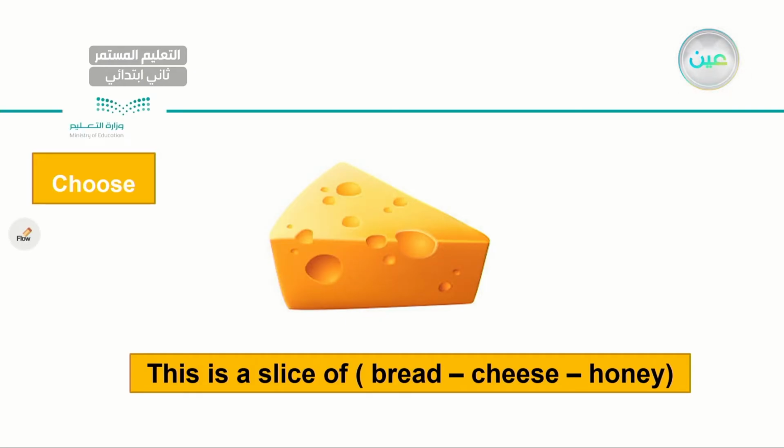Now, help me out with this sentence. This is a slice of what? Bread, cheese, honey. What do you think? This is a slice of what? You can look at your book. The answer is, I have a slice of cheese. Very good. I have a slice of cheese.